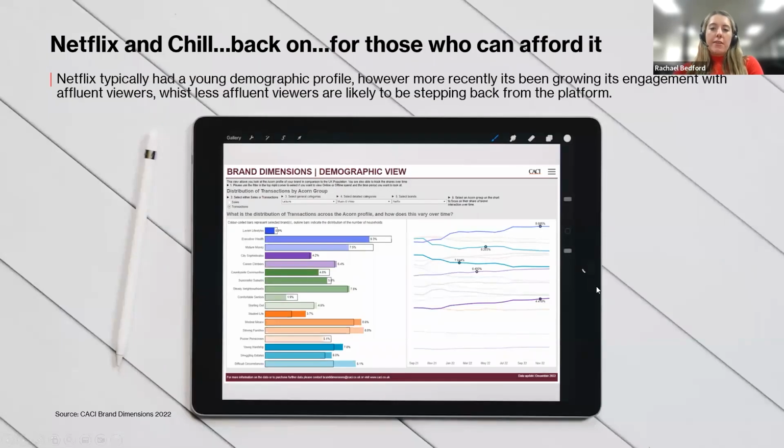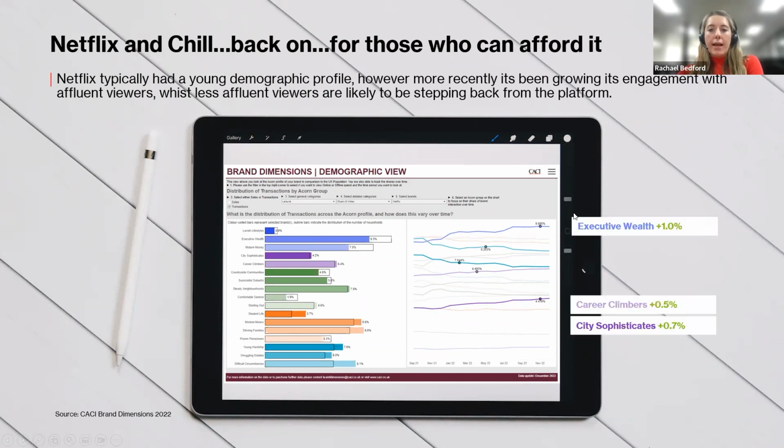Using the dashboard, we were able to look into Netflix in more detail and understand their profile and performance of the platform. Generally, when looking at transactions, Netflix is more skewed towards a younger shopper. However, looking at their profile, it has changed over the last year, showing that there's growth that's come from affluent shoppers, executive wealth, career climbers, and sophisticates. However, the less affluent shoppers are becoming less important to Netflix, proving that the platform is still considered a luxury for those whose pockets are being squeezed. So to conclude, Netflix and chill is back on, but only for those who can afford it.